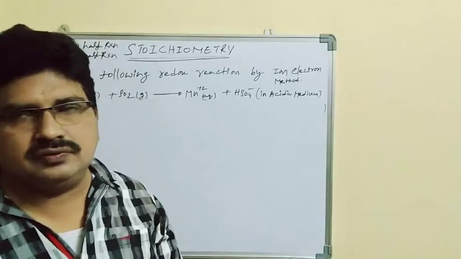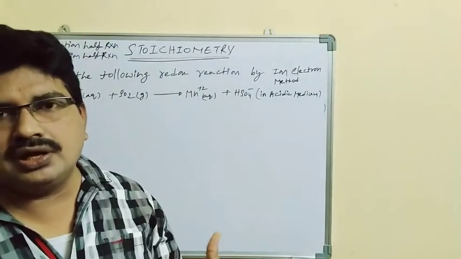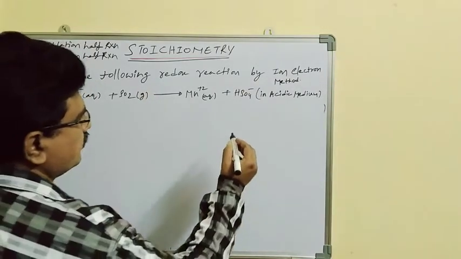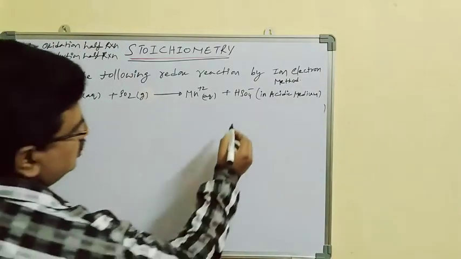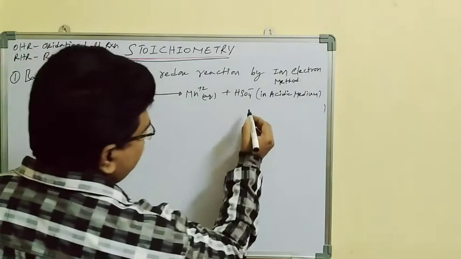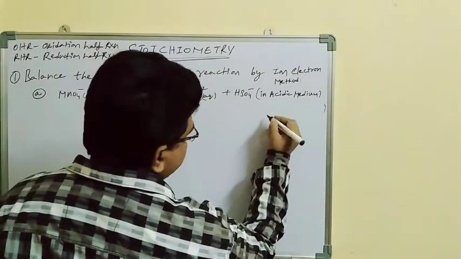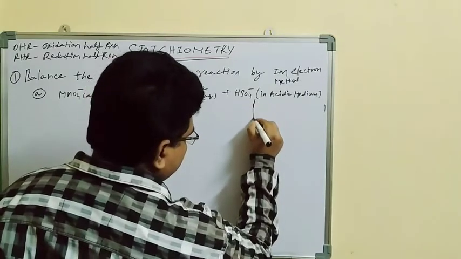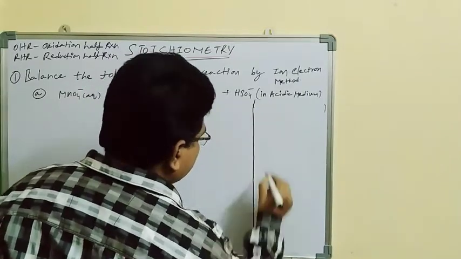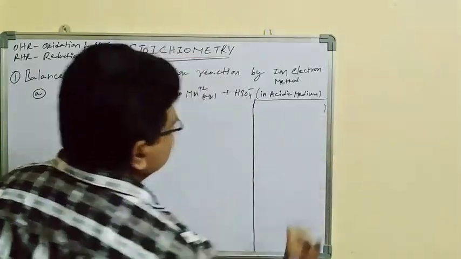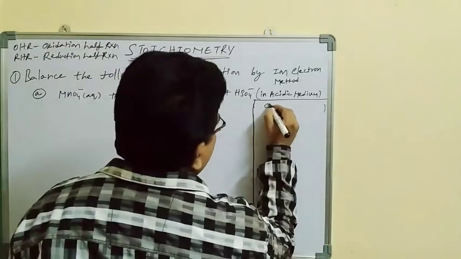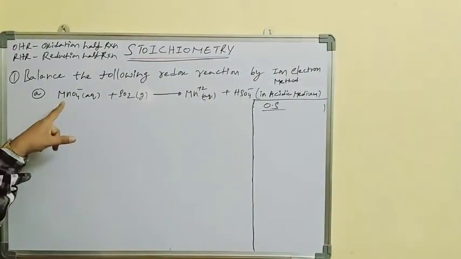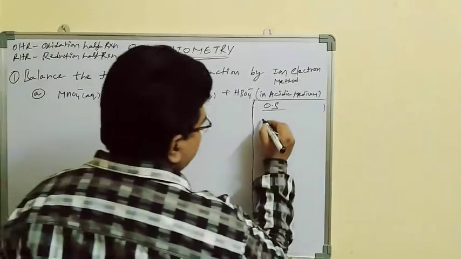So I am calculating oxidation numbers. First one, MnO4. I am calculating the oxidation states here as rough work. The first compound on the reactant side is MnO4.